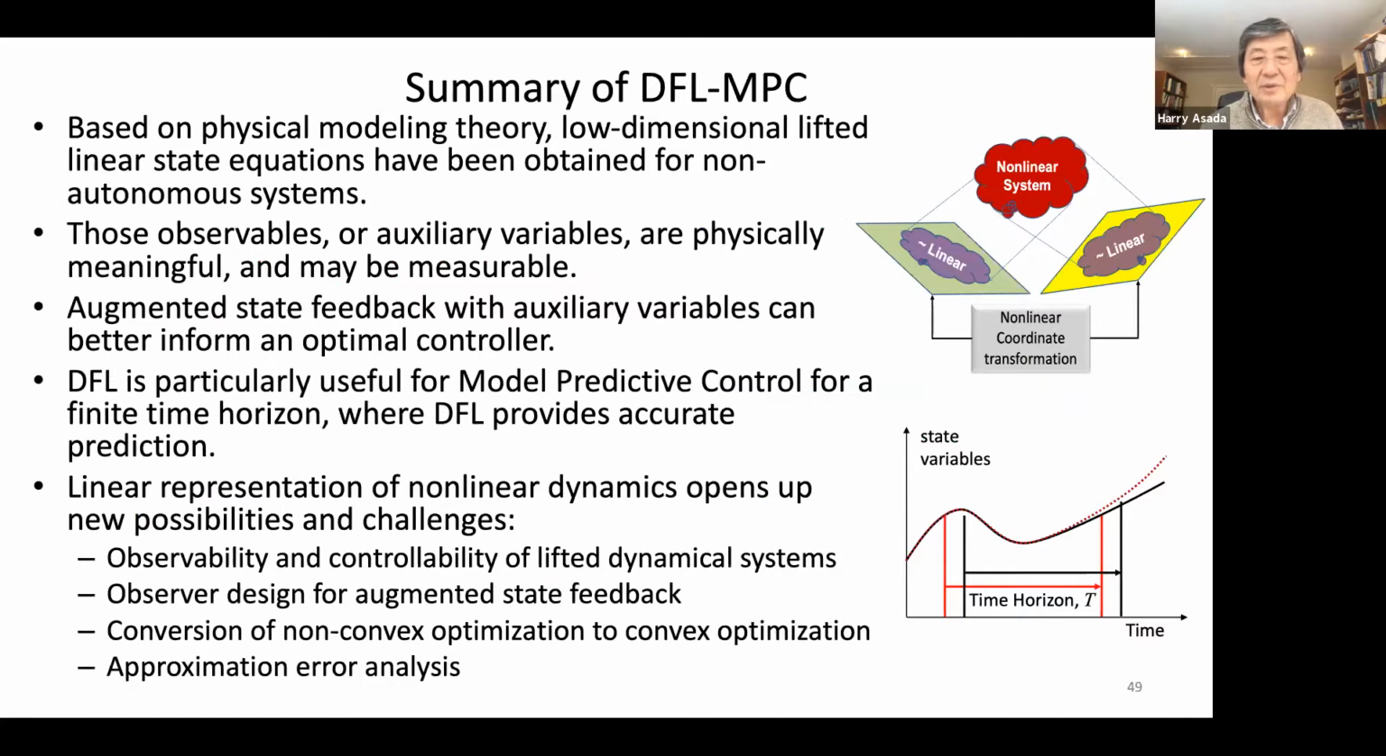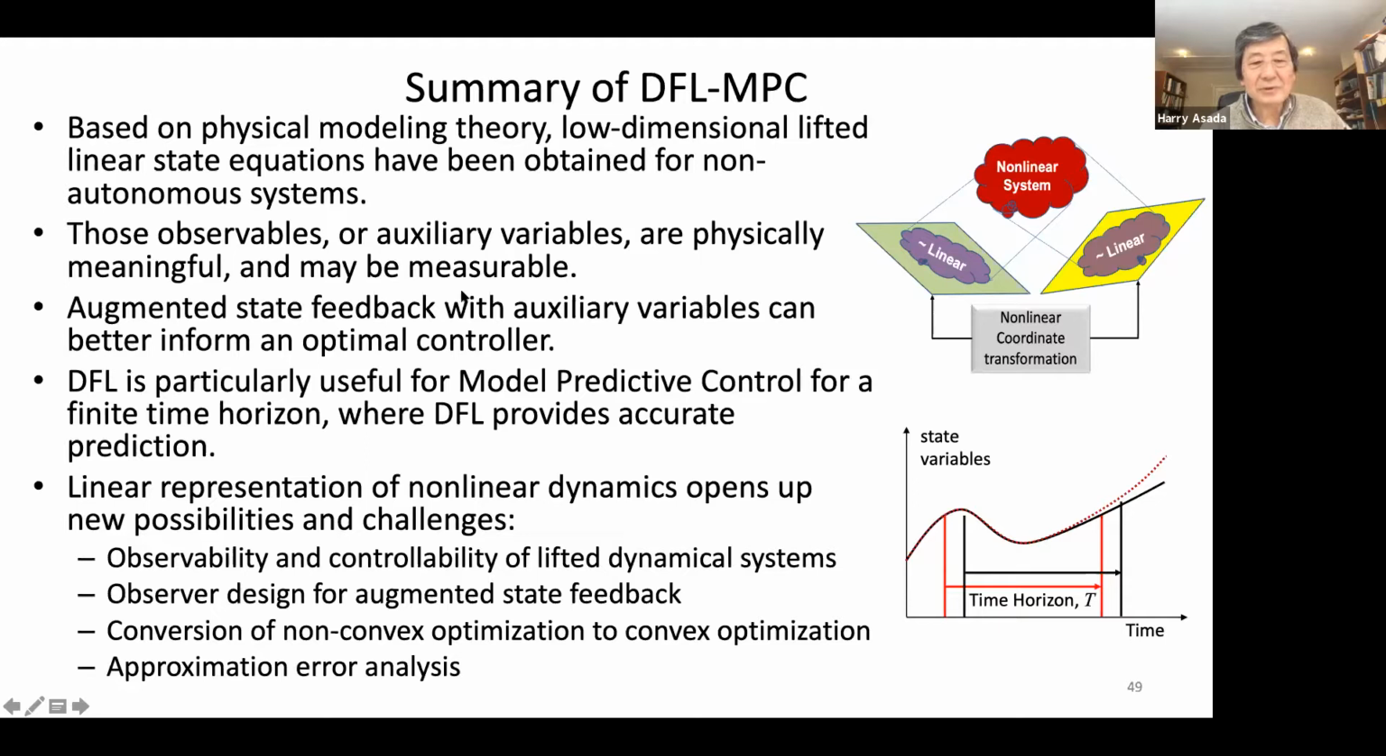So, a quick summary of DFL MPC: based on physical modeling theory, a low dimensional lifted linear state equation has been obtained for non-autonomous systems. By the way, at the end I cut the case where auxiliary variables include the input u explicitly, therefore that's not the causal case. There's some careful treatment needed, but that story is eliminated from the talk today. But it's doable, and with the physical modeling based method we can precisely find which variables are causal and which are not, so that you should not use those variables for lifting. But anyway, that kind of systematic method is available.